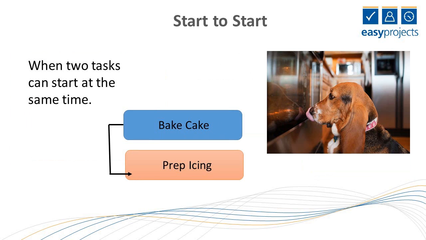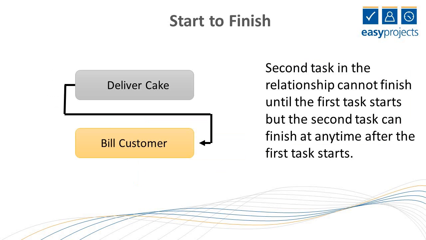The second one is called start to start. So start to start basically means that there are two tasks that must start at the same time. So for example, if you're making the icing from scratch, and you know that it takes about the same amount of time as the baking process, you have to make sure that you start with the icing as soon as the baking begins.